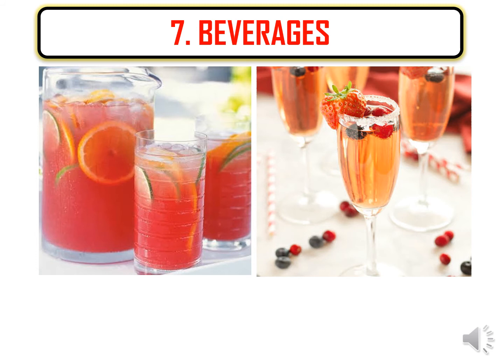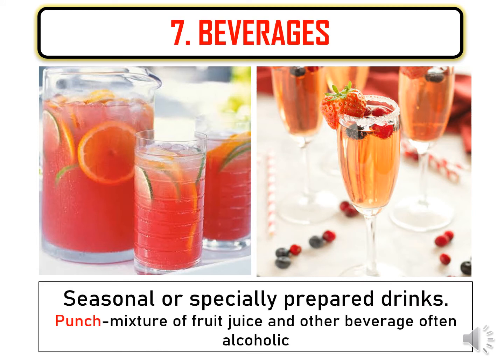Now we have here beverages. Beverages are seasonal or especially prepared drinks, just like a punch, which is a mixture of fruit juice and other beverages, often alcoholic. But remember that appetizers in the form of beverages vary depending on the occasion and the guest. For graduations, punch is appropriate, especially for young adults. Then wine is served for formal parties or dinners, and for children's parties, chocolate and other sweet beverages are served or offered.